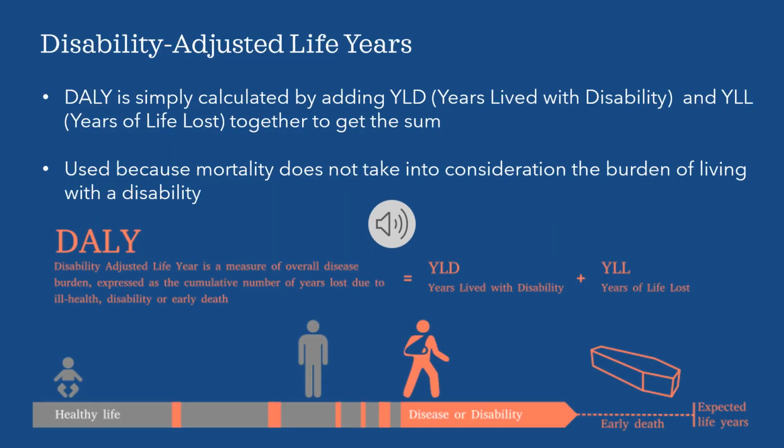All right, so another health measurement that we chose to discuss was disability adjusted life years. This is also known as DALY. Now, this measurement is super easy to understand. It is calculated by adding together YLD, which is years lived with disability, and YLL, which is years of life lost. And once you add those together and get the sum, that gives you disability adjusted life years. So we use this because mortality does not take into consideration the burden of living with a disability. So we wanted something that was going to include that burden, and DALY gives us that.